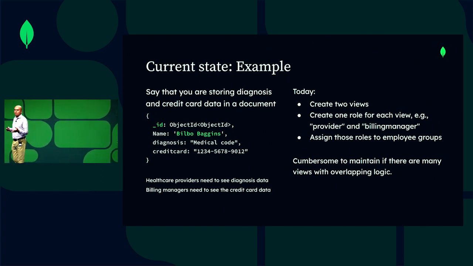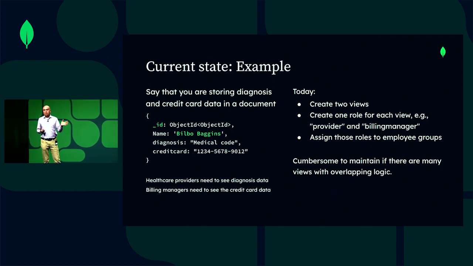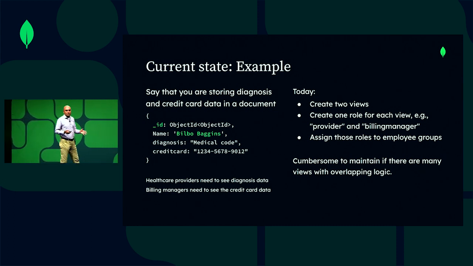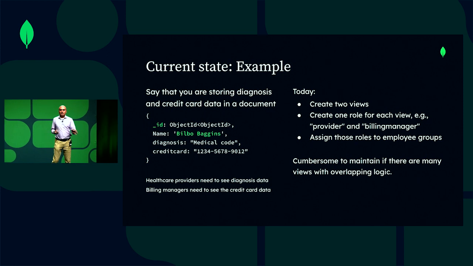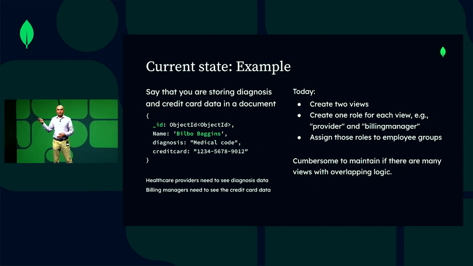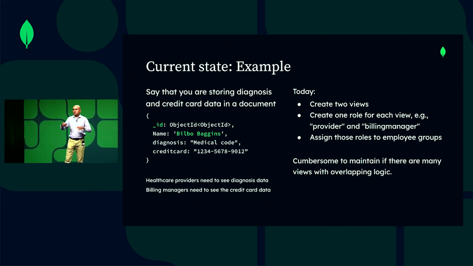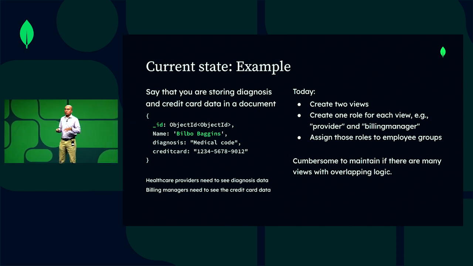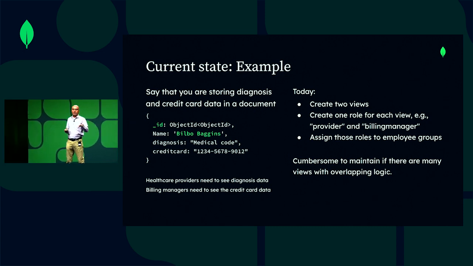The doctors or the healthcare providers within hospitals, within your organization, need to only see the medical diagnosis data, but not the credit card data. The billing managers, on the other hand, only need to see the credit card data, but not the medical diagnosis data. Today, how you can achieve this with MongoDB Atlas is that you will create two MongoDB database views, one for the billing managers, one for the healthcare providers. You will create one database role for each of those providers, and then you will create an appropriate aggregation pipeline for those views, and then those roles can only be used to query a certain view.